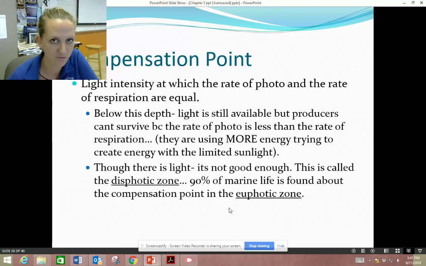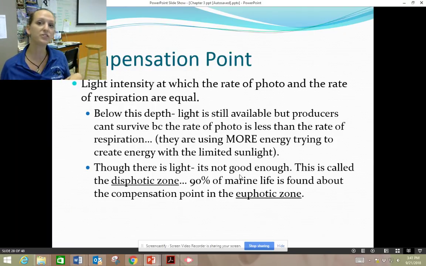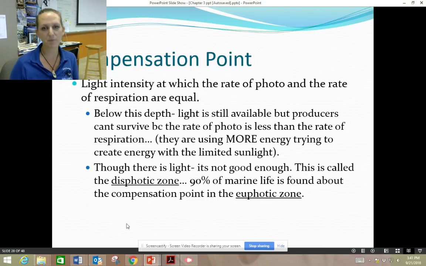Eu, like eukaryote. Remember, eu means good. It also means true in Latin or Greek. So this is the good photic zone, the good sun zone, or the true sun zone. Dysphotic: bad, negative sun zone. All right, so be prepared for the question: why is 90% of marine life found above the compensation point? Or why can producers not survive below the compensation point?